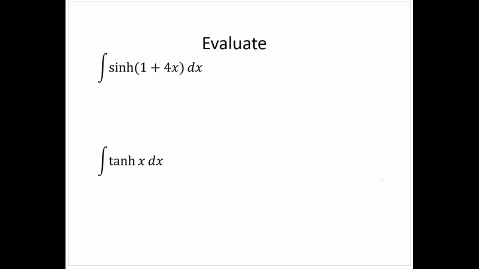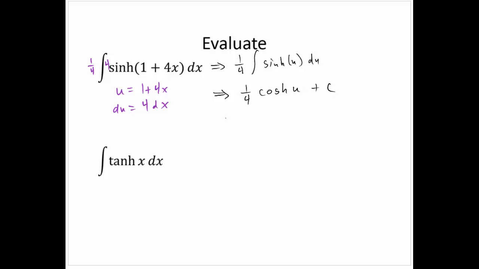Evaluate the integral of the hyperbolic sine of 1 plus 4x dx. Using the substitution, u equals 1 plus 4x, and du would equal 4 dx. So I need to bring in a 4 inside and a 1/4 outside. And so then this would become 1/4 integral hyperbolic sine u du. Since the derivative of the hyperbolic cosine is the hyperbolic sine, then the antiderivative of the hyperbolic sine is the hyperbolic cosine. And so then 1/4 hyperbolic cosine of 1 plus 4x plus a constant.